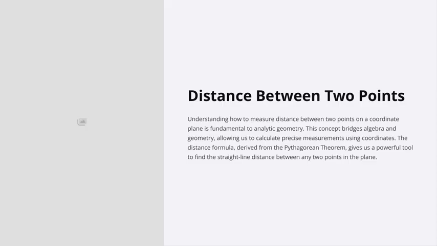Understanding how to measure this distance on a coordinate plane is a fundamental skill in analytic geometry. This concept really bridges algebra and geometry, allowing us to calculate exact measurements using just the coordinates. The key tool here is the distance formula, which is actually derived from the Pythagorean theorem. It gives us a powerful way to find the straight line distance between any 2 points in the plane.